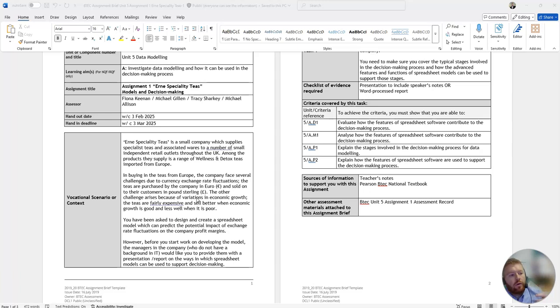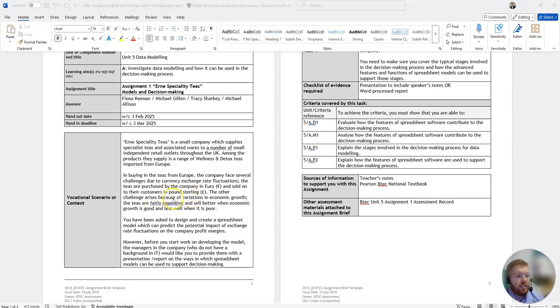So they buy it in bulk from around Europe and then sell it on to other companies within the UK. In buying the teas from Europe, the company faced several challenges due to the currency exchange rate fluctuations. The teas are purchased by the company in euro and sold on to their customers in pounds sterling. So what happens is this company, Earn Specialist Teas, buys in the bulk tea and they buy it in euros because they're buying it from Europe. But then when they're selling it on to the other independent shops throughout the UK, they sell them on in pounds. So as you know, the pound to euro fluctuation in the exchange rate can change a hell of a lot over a 24-hour period, never mind a week or a month.